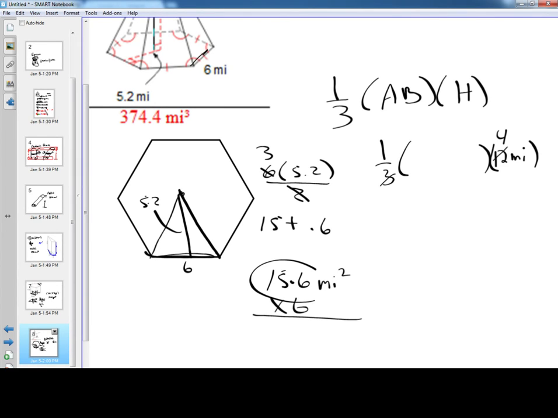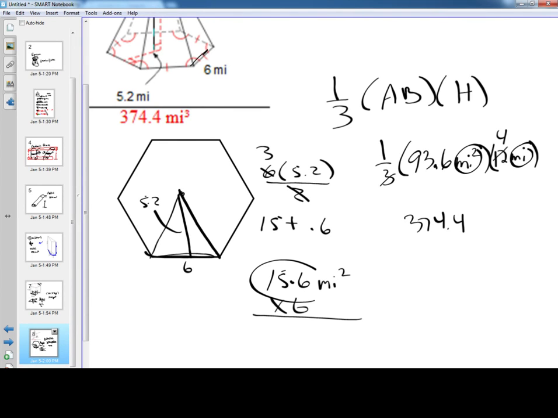93.6. 93.6 miles squared. It's still 12, so 3 still goes in there. So I need 4 times 93.6. What is it? 31.2. Or are you not dividing? We should have that number. I was dividing 96.6 by 3. Yeah, I got 374.4. There's our number right there. So 374.4, and then check this out.